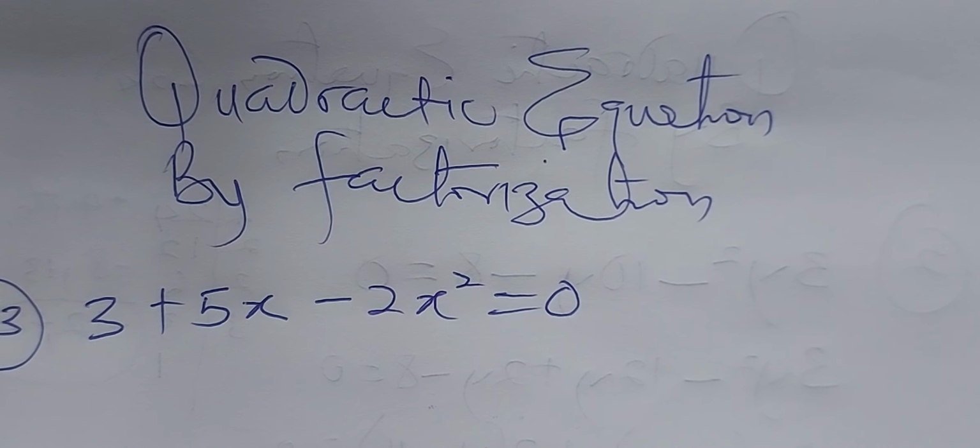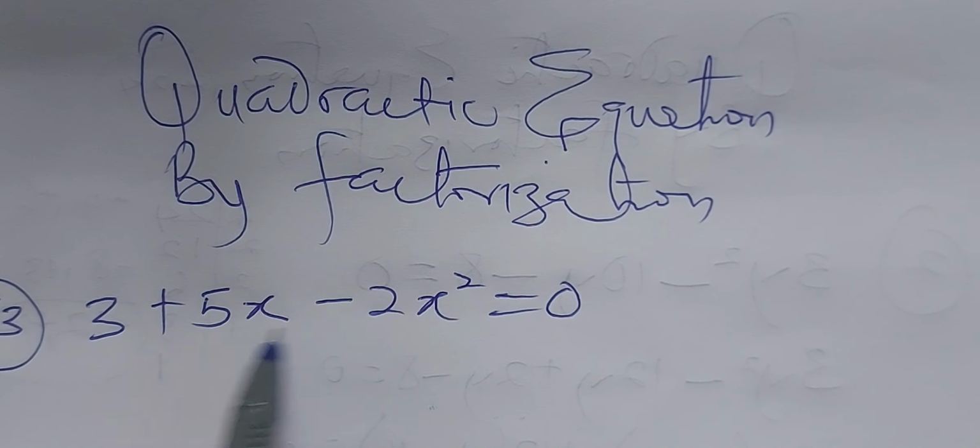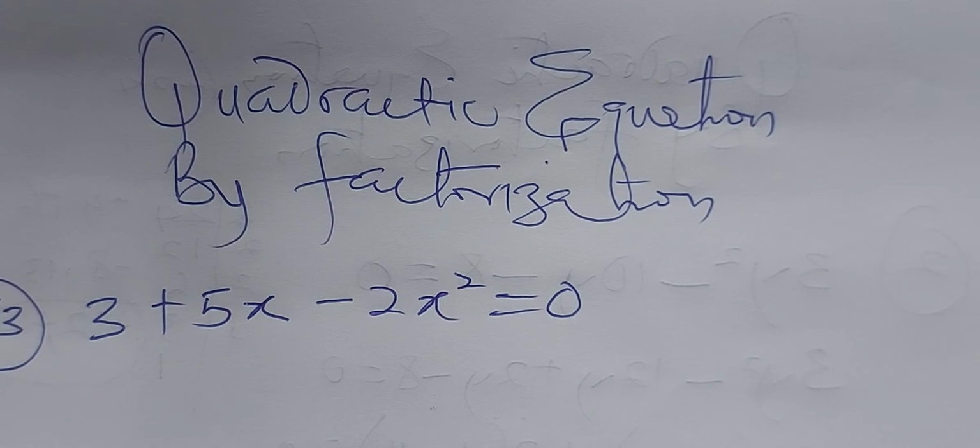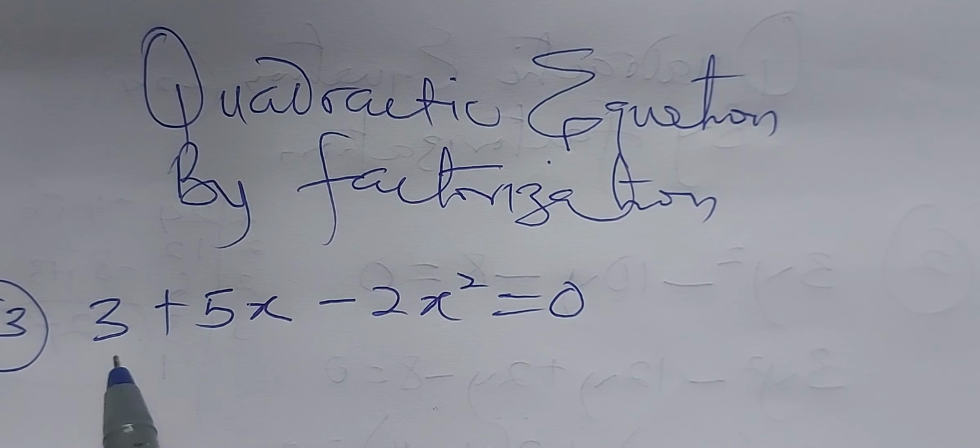This is another quadratic expression. We are still on the factorization method. You look at it, and it seems as if the question is turned upside down. So what do you do? You don't need to do anything. You go straight and multiply the coefficients of x squared here and this.